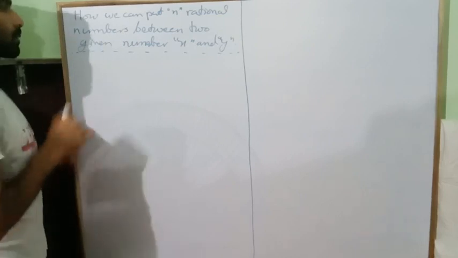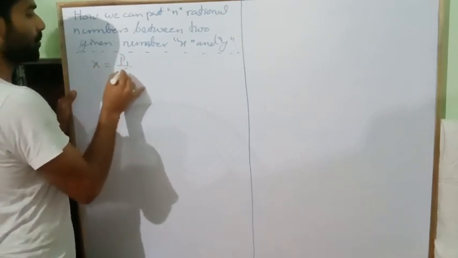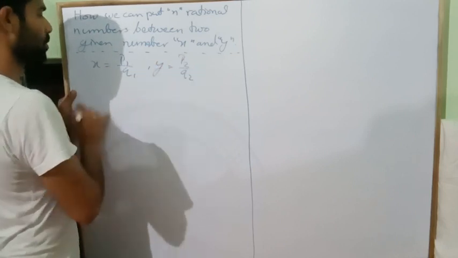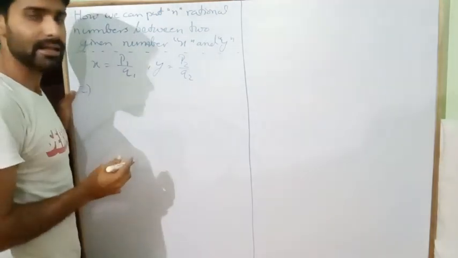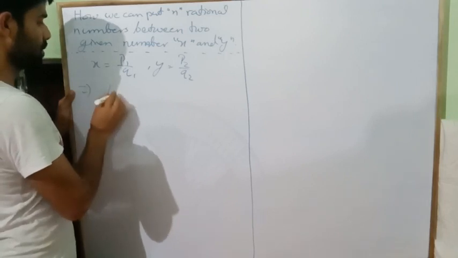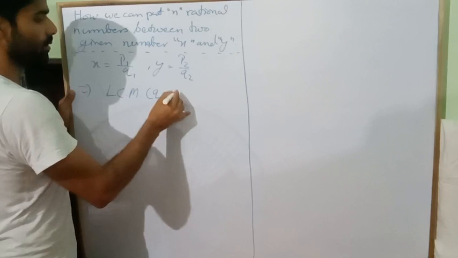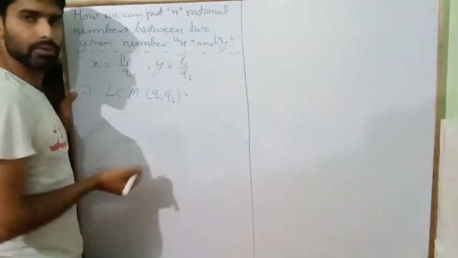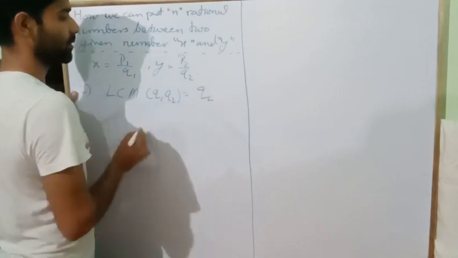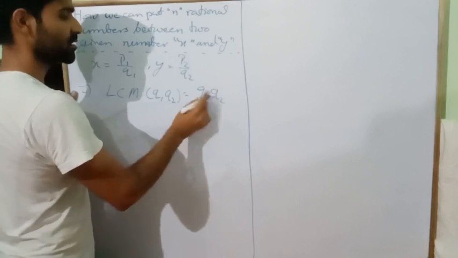Now let us consider that x is of the form p1 by q1 and y is of the form p2 by q2. Next we take the LCM of the denominators q1 and q2, which is equal to something; let us call it ql. For simplicity we take it as q1 into q2.